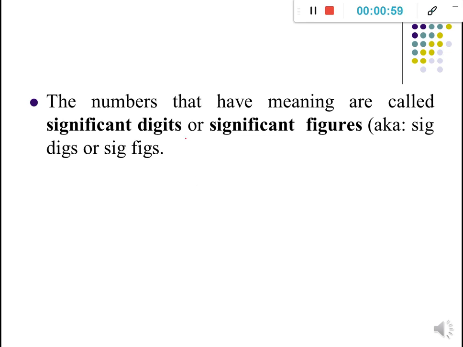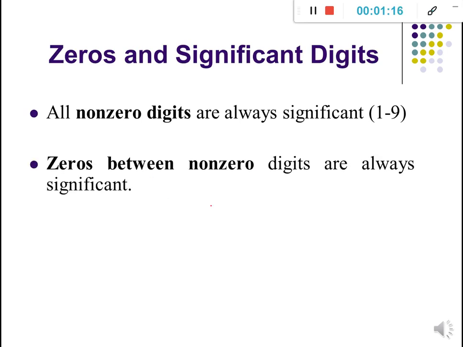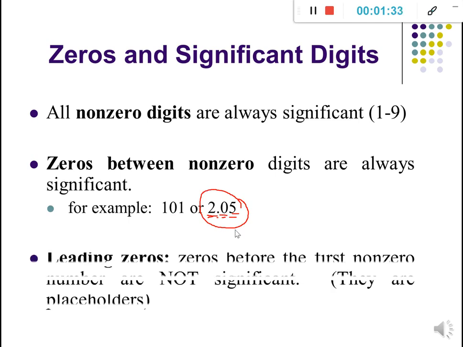We may call these sig digs or sig figs for short, significant figures, significant digits, but basically they are numbers in a measurement that carry information. Digits that are significant in measurements include all non-zero digits, like 1, 2, 3, 4, 5, 6, 7, 8, up to 9. Any zeros between those non-zero digits are also going to be significant. For example, if you have a measurement like 2.05, this would have 3 significant digits in it. The 2, the 5, and since the zero is between them, it is definitely significant.